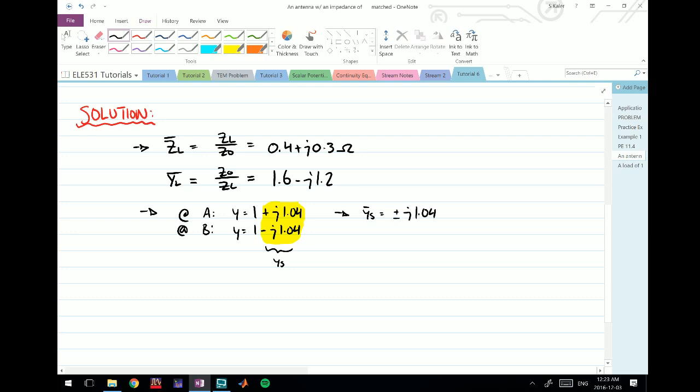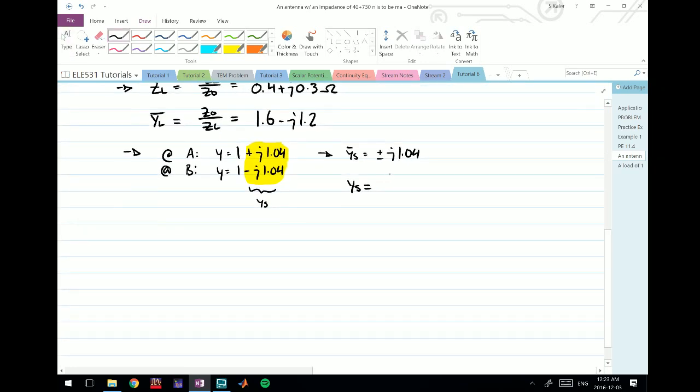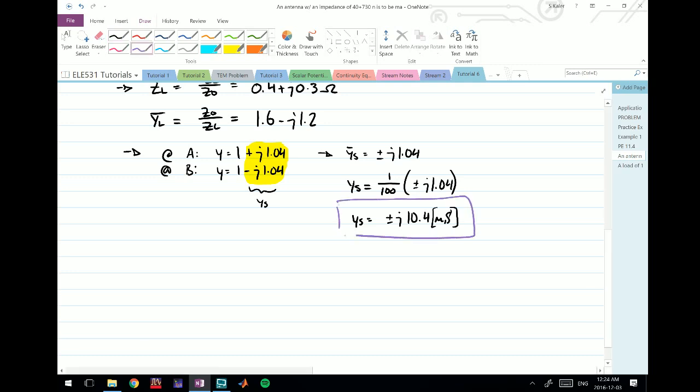Okay, so then ys, and here's where a lot of people will make a simple mistake. The most common thing to do here would be to multiply this by 100. But realize that that is the characteristic impedance and not the characteristic admittance. The characteristic admittance is 1 over 100 plus minus j 1.04. And then so you'll find that ys is going to be plus minus j 10.4 millisiemens. Don't forget your units. So this is ys.